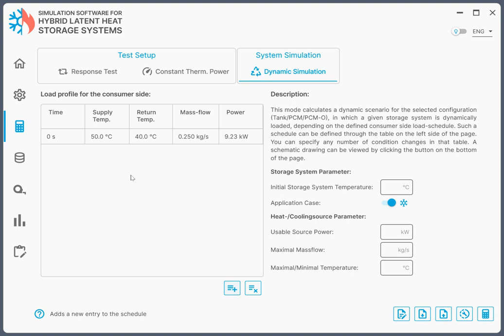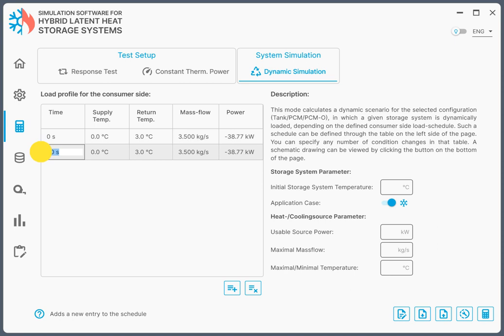So let's start at 0 seconds, and I will deliver the system a temperature of 0 degrees Celsius while the system brings back a temperature of 3 degrees Celsius. Mass flow will be 3.5 kilograms per second. That makes a delivery capacity of close to 40 kilowatts, close to 39 kilowatt.